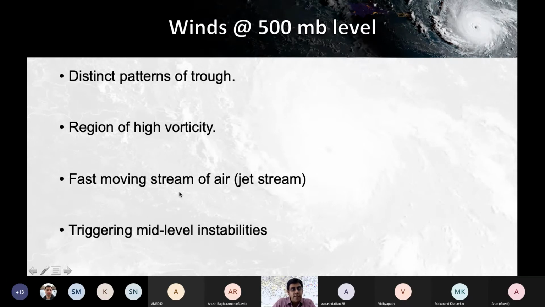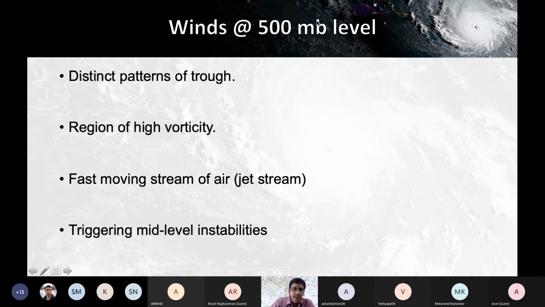Then I look for fast moving streams of air, which I call jet streams. Then I also look at these instabilities. I already talked about this instability. When the winds dip down, that trough actually means that cold air is moving down, and that can trigger an instability. So the last two become very important during the winter season.